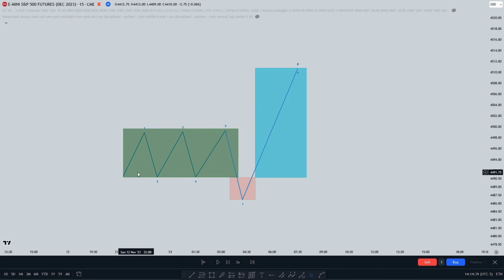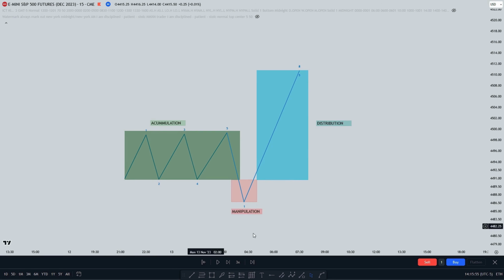In this video, I'm going to show you what a power of free model is and how you can use it. So a power of free model starts with accumulation, and accumulation is also called consolidation, and that's where price just moves up and down in the same range.